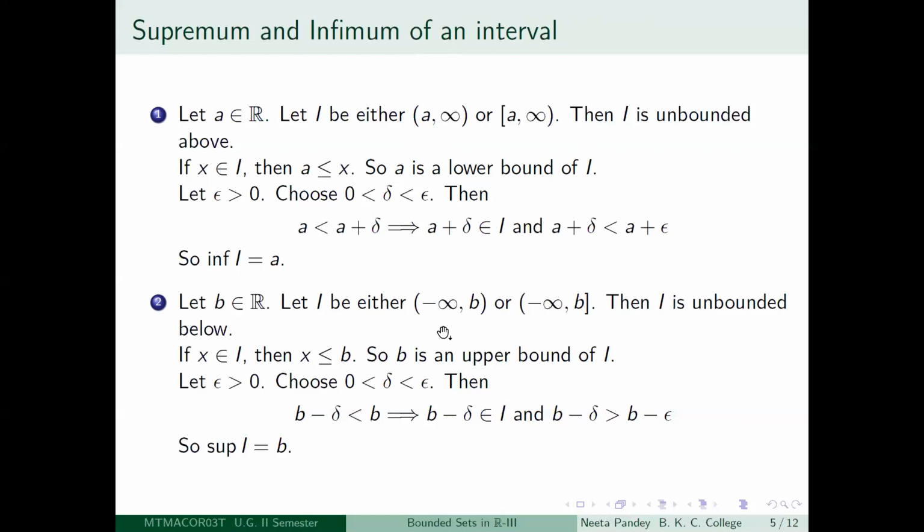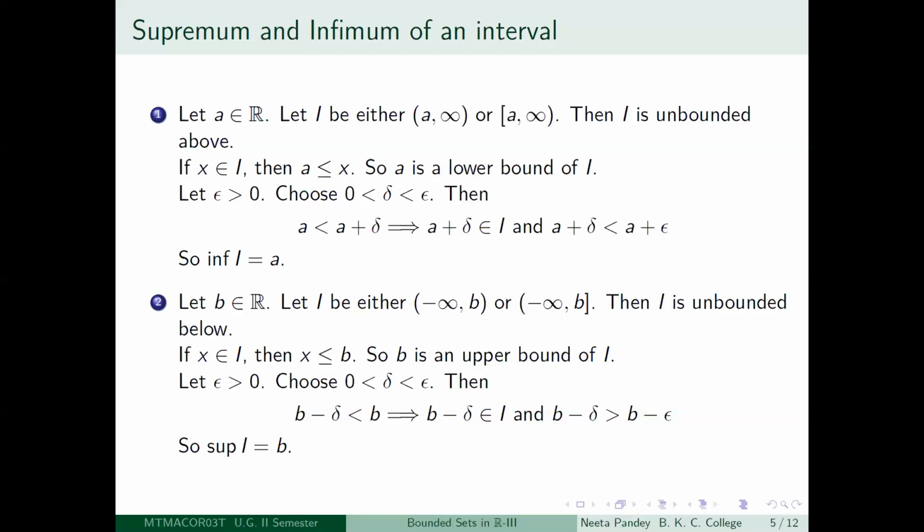Similarly, now I think you have got the hang of the argument. If I take intervals of this type, minus infinity to b or minus infinity to b closed, this means all real numbers x which are less than b, and these are all real numbers which are less than or equal to b, then these two sets are clearly unbounded below. Because if you take any x which is less than b, then x minus 1 will be automatically less than x, less than b. So therefore you will not be able to get a lower bound.